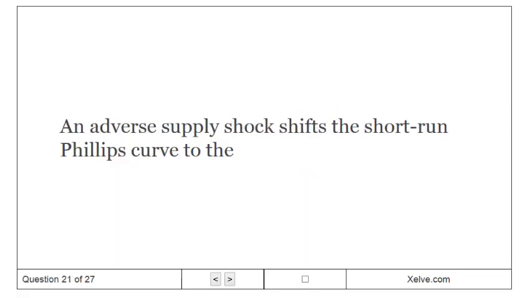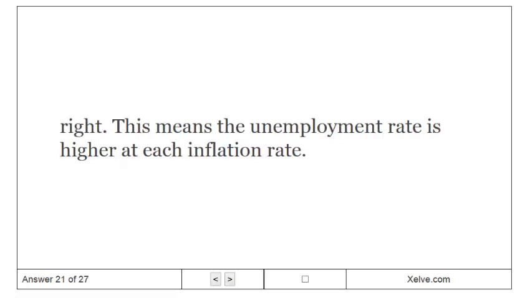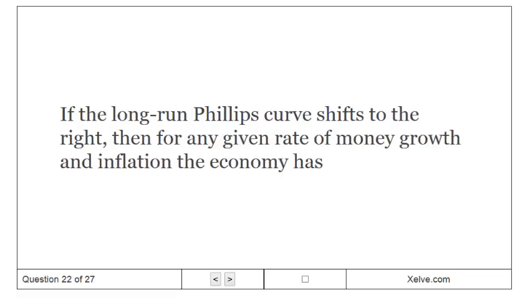An adverse supply shock shifts the short-run Phillips curve to the right. This means the unemployment rate is higher at each inflation rate. If the long-run Phillips curve shifts to the right, then for any given rate of money growth and inflation, the economy has higher unemployment and lower output.